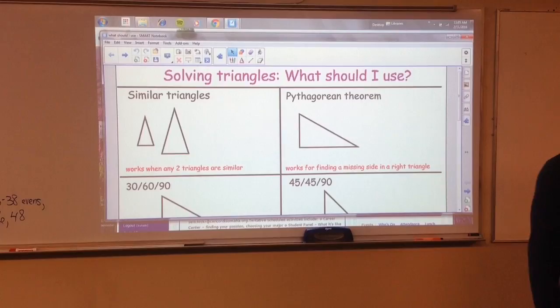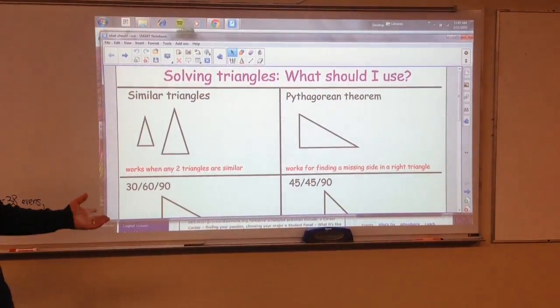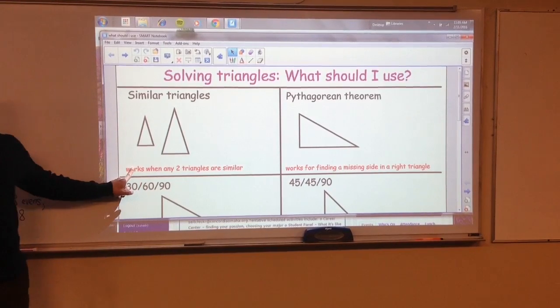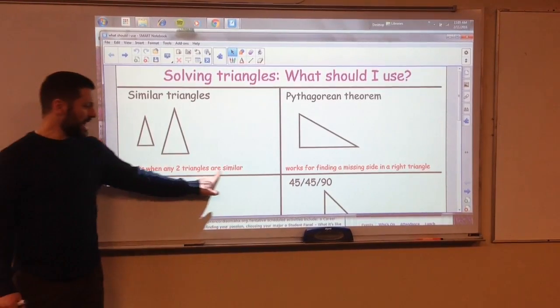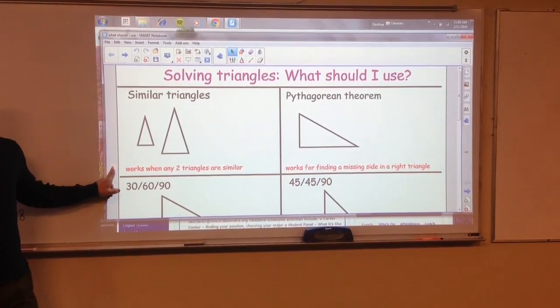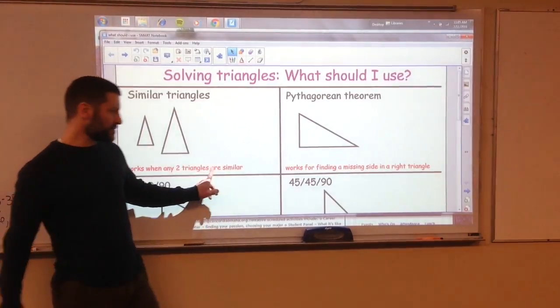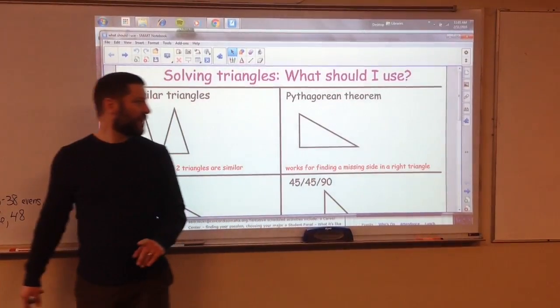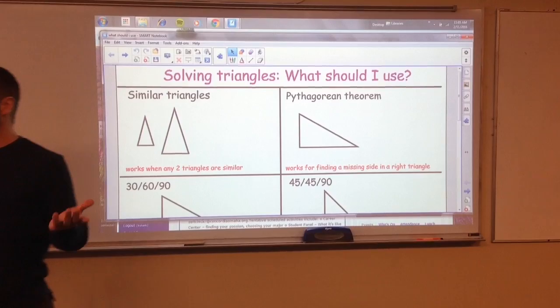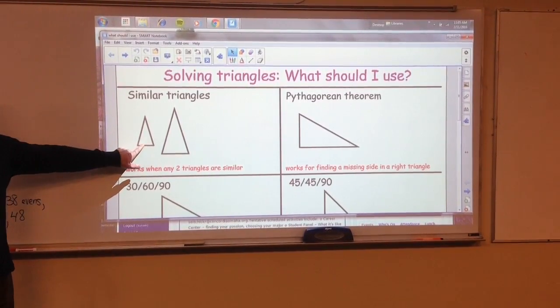So the first thing that we can do is we can use similar triangles to figure out measurements of sides. Works when any two triangles are similar. So this bottom part right here tells you when to use it. Each one of these has a bottom part that tells you when. Works when any two triangles are similar. Works when finding the missing side in a right triangle. Works when doing this, works when doing that. So you have an idea of what to use.